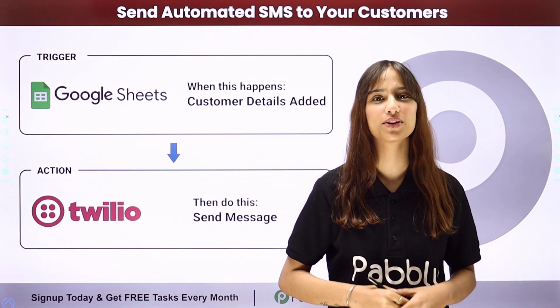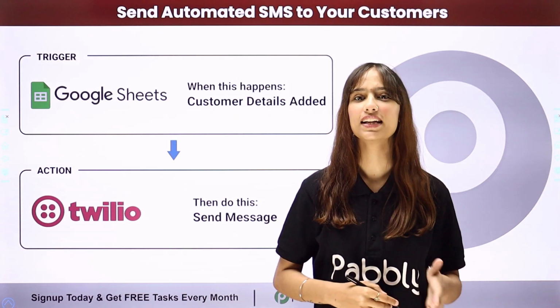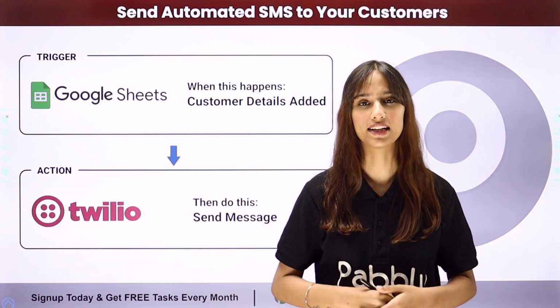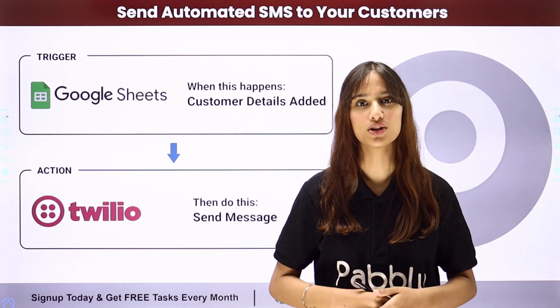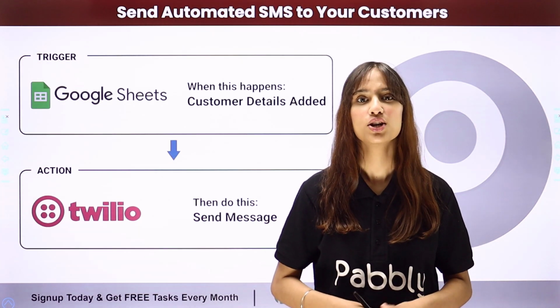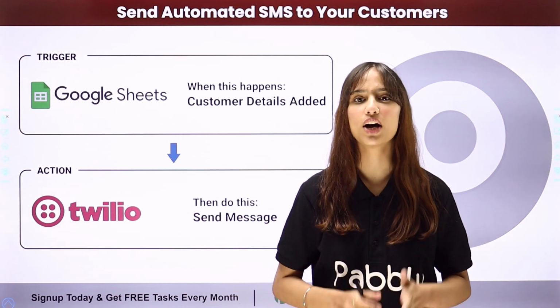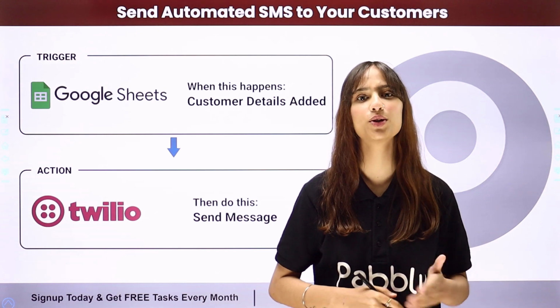So in today's video, we are going to understand how to send automated SMS to your customers. So here let's assume that I have a clothing brand and there is a new product launch. So I want to update my customers about the same by sending them a SMS. So I have maintained the details of my customers in a Google Sheet and now I want to send them SMS about my new product launch.